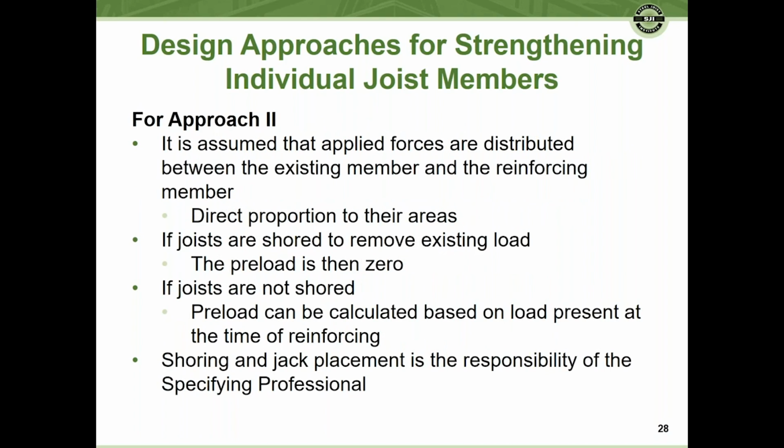In approach two, it is assumed that the applied forces are distributed between the existing member and the reinforcing member. So we're going to use a direct proportion to their areas, and Walt's going to go over that, but I'll show you an equation how to do that. If joists are shored to remove existing load, then the preload is 0. If the joists are not shored, then we need to calculate a preload based on the load present at the time of the reinforcing.